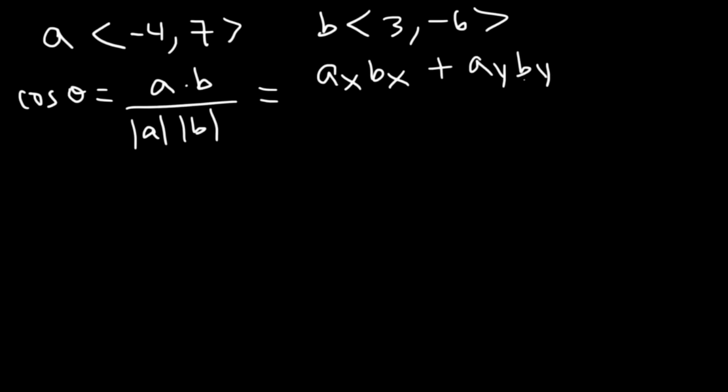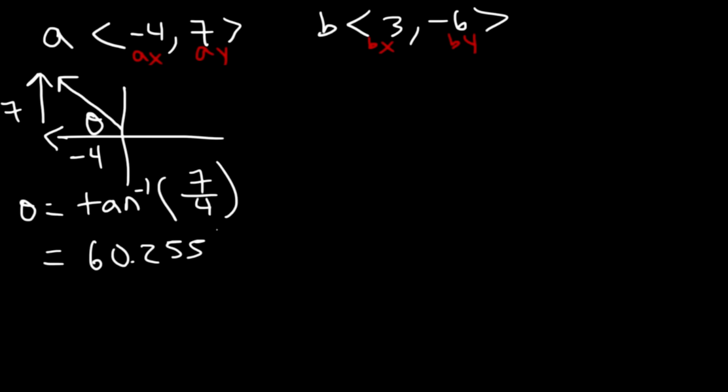Now, if you want to find a reference angle, which is the angle inside the triangle, make sure you only use positive values for the x and y components. So that particular angle is going to be arctangent AY over AX, that is 7 over 4. Ignore the negative signs. So this will give you 60.255 degrees.